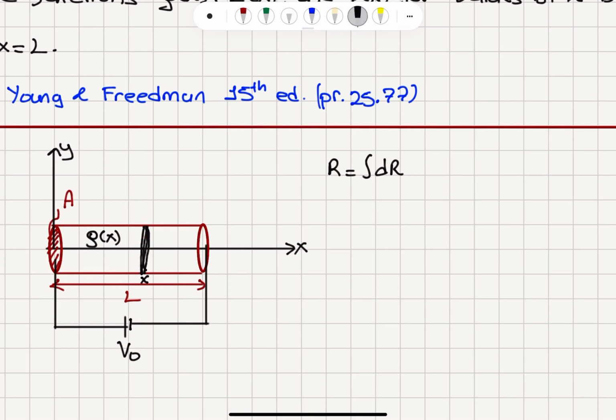So this is going to be the integral from 0 to L, where the resistance of this portion will be equal to its resistivity, rho of x, times its length, which is dx, divided by its cross-sectional area, A. So this has a length dx here, an infinitesimal thickness for this portion.